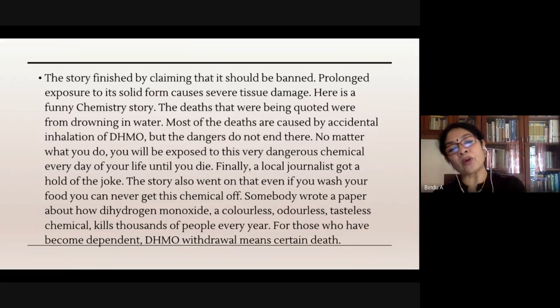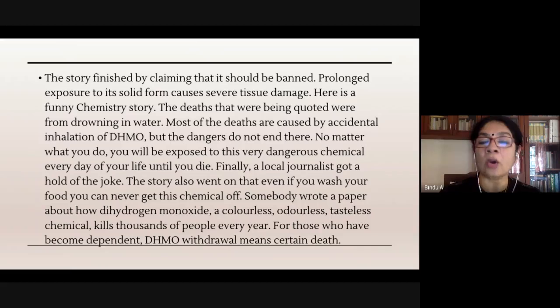So which one of these sentences would fall in that category? Somebody wrote a paper about how dihydrogen monoxide, that is the sentence where the chemical, which is mentioned in many other sentences, but which is named here. So somebody wrote a paper about how dihydrogen monoxide, a colorless, odorless, tasteless chemical, kills thousands of people every year.